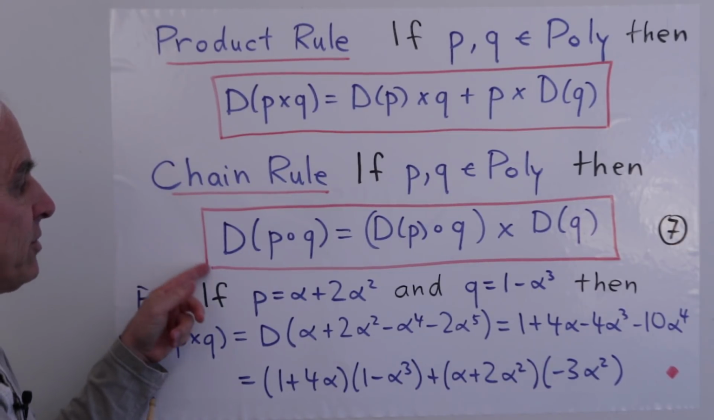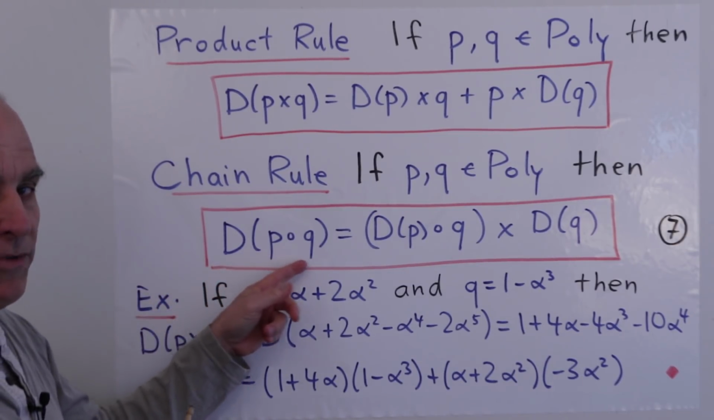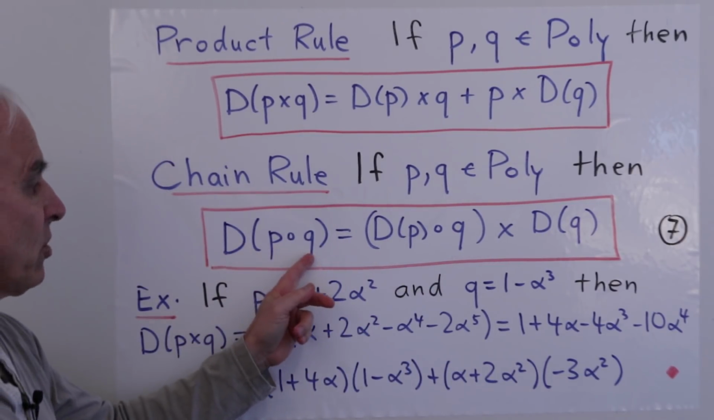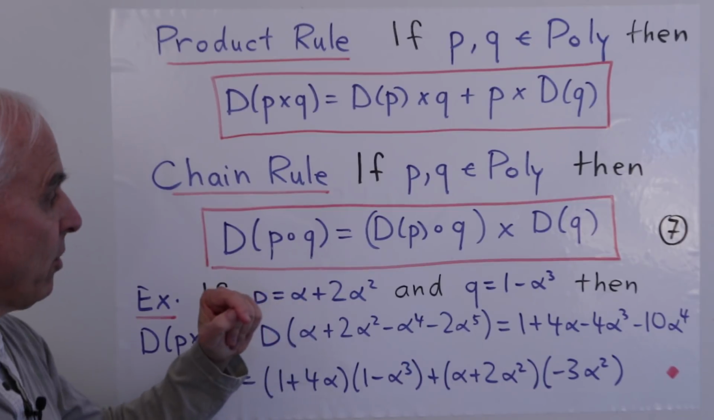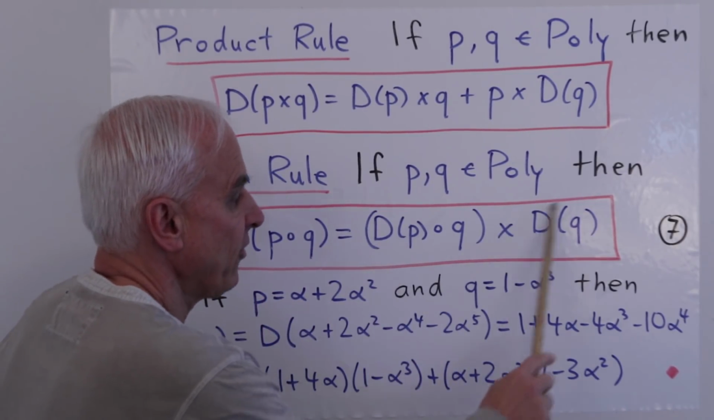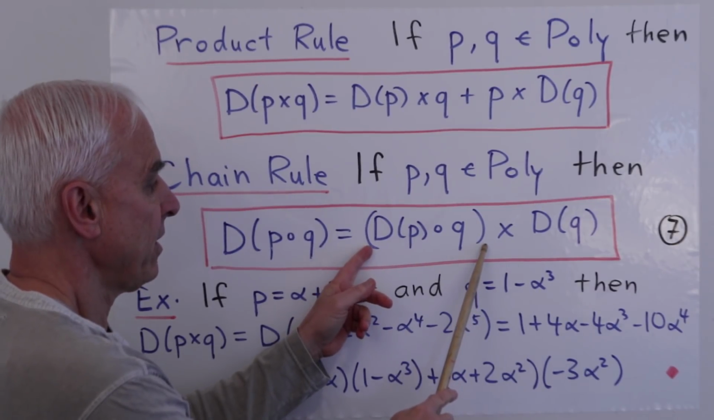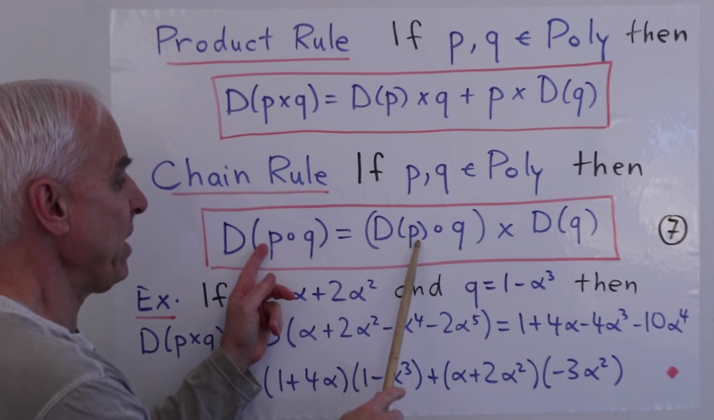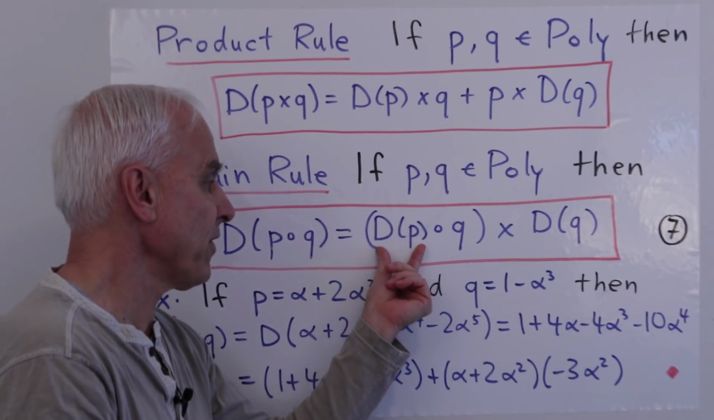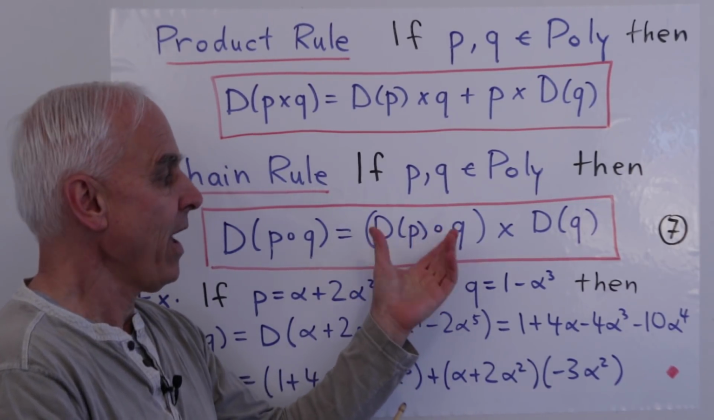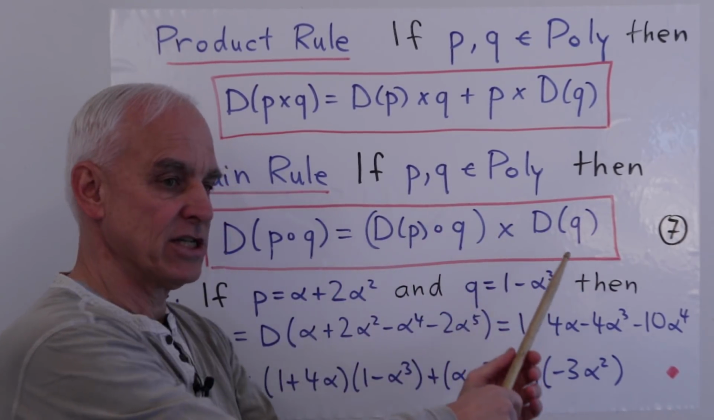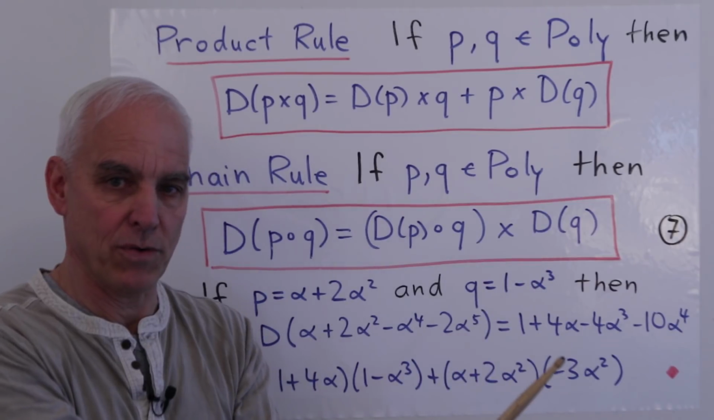And the chain rule tells you how to take the derivative of the composition. So if p and q are polynumbers, then the derivative of p circle q, the composition of p and q, is this thing times this thing. So the first thing here is the derivative of p circle q, so the composition of the derivative of p with q. And then we have to multiply that polynumber by another one, which is just the derivative of q.